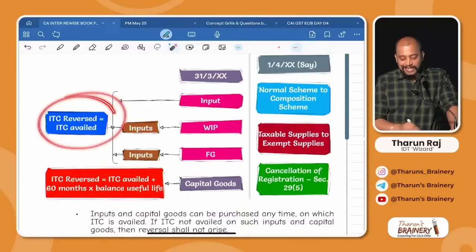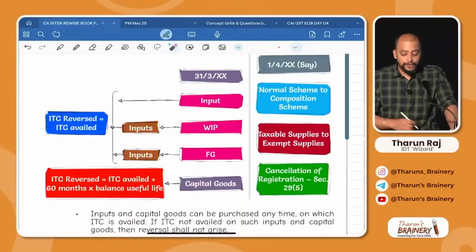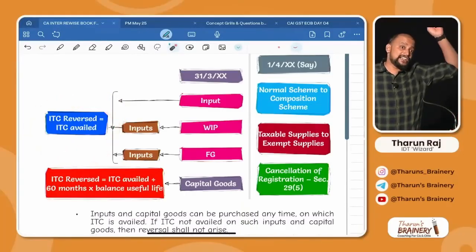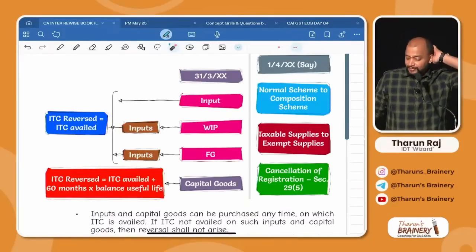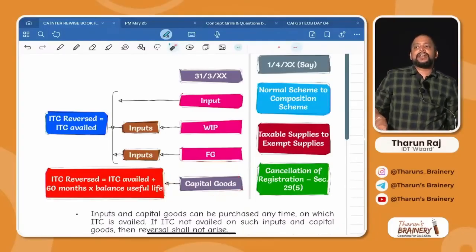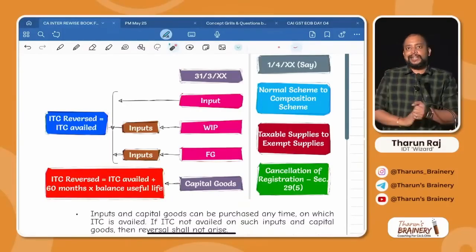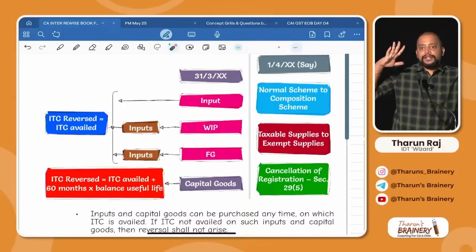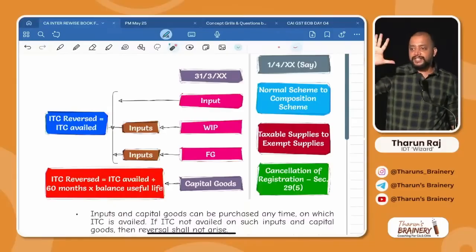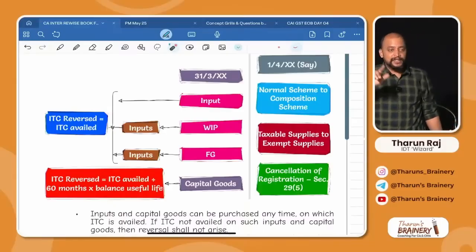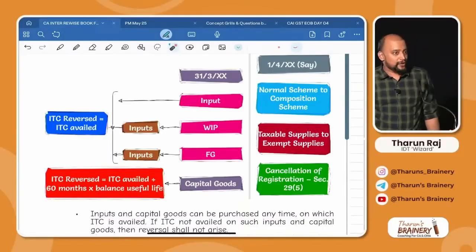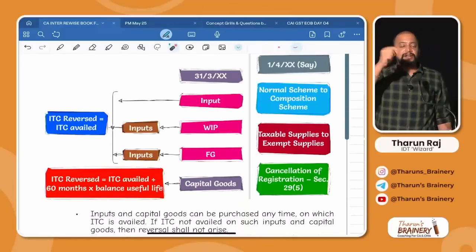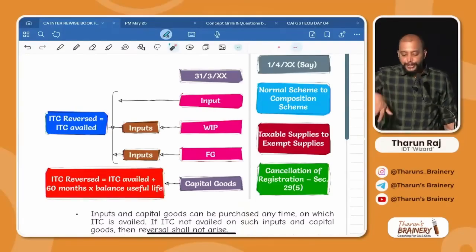Okay. How much is the ITC reversed? ITC reversed equals to ITC availed. How much ever ITC you have availed at that time, that much we need to reverse. Is it clear or not? And capital goods also. But how much reverse we need to do for capital goods? They are not telling minus 5% logic here. What they are telling, say you use the capital goods for 2 years. What is the total life of the capital goods? 5 years. 5 years means how many months? 60 months. So total ITC divided by 60 into balance life. Got it? Whatever is the total ITC divided by 60 months into balance life, you need to reverse the ITC.